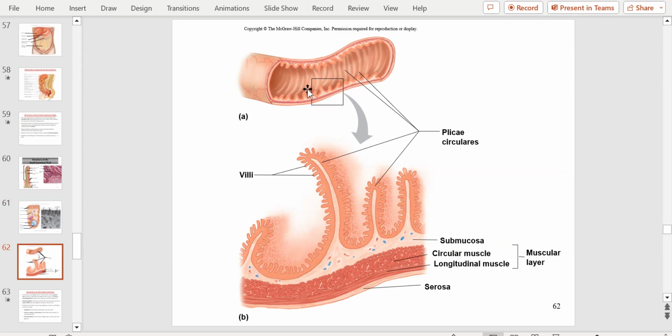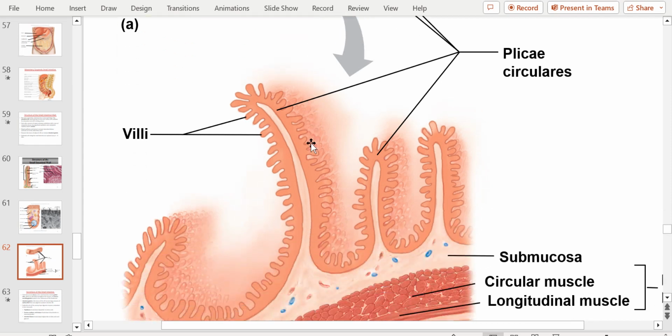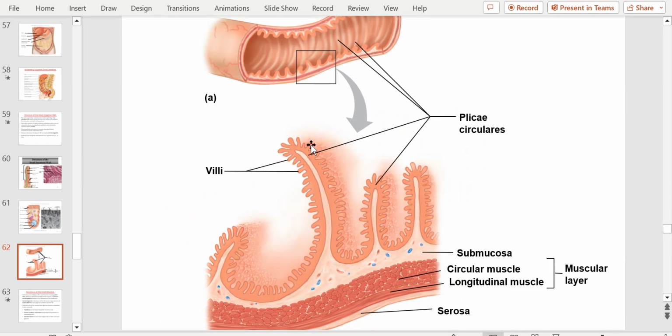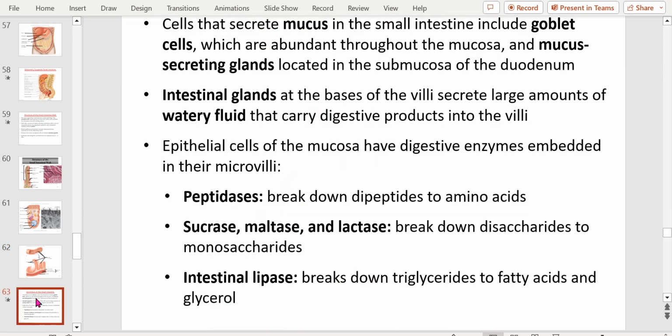Just more shots of it again. There's your villi on top of the inside wall of the small intestine. And then you have your microvilli on top of those. And again, you still have your same layers: mucosa, submucosa, muscularis, and serosa.